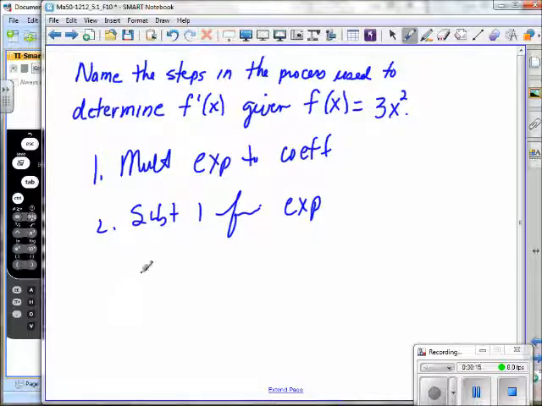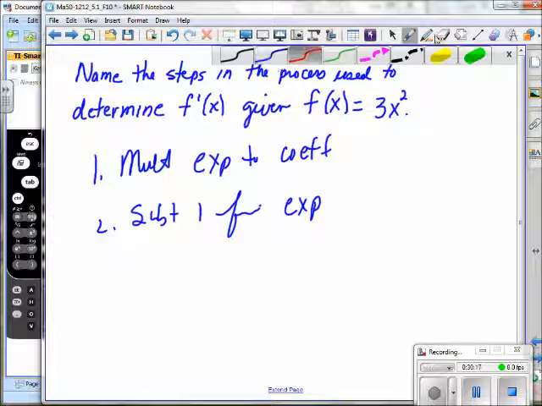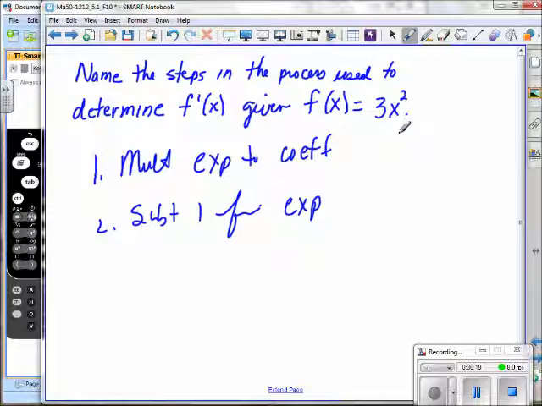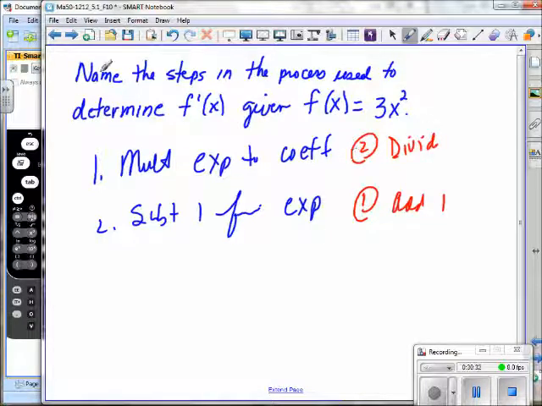Okay, what are we going to do for the antiderivative? For the indefinite integral, this becomes 1, but we're going to add 1 instead of subtract 1. This would be our second step. We would divide instead of multiply.